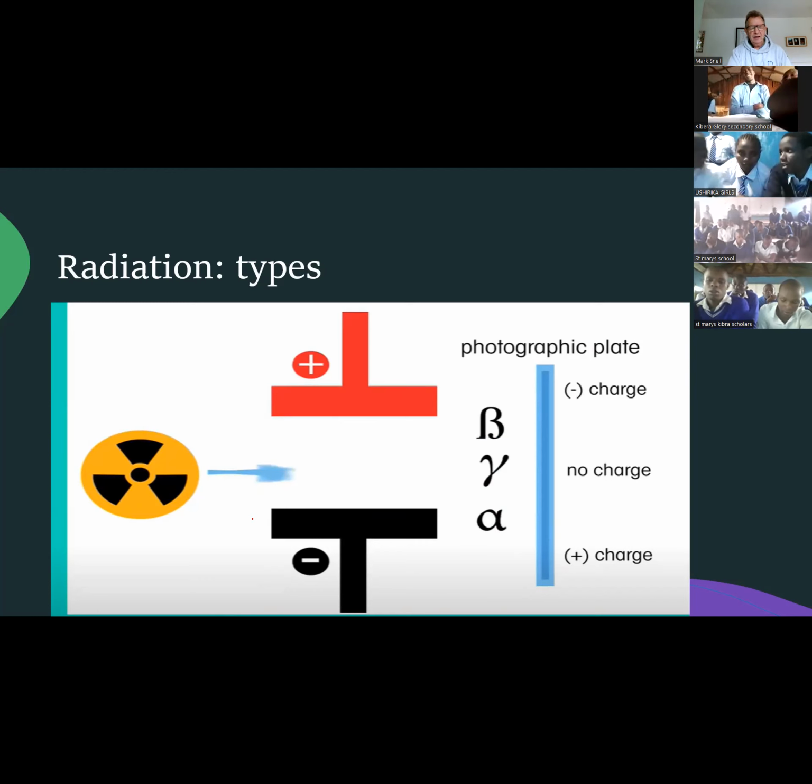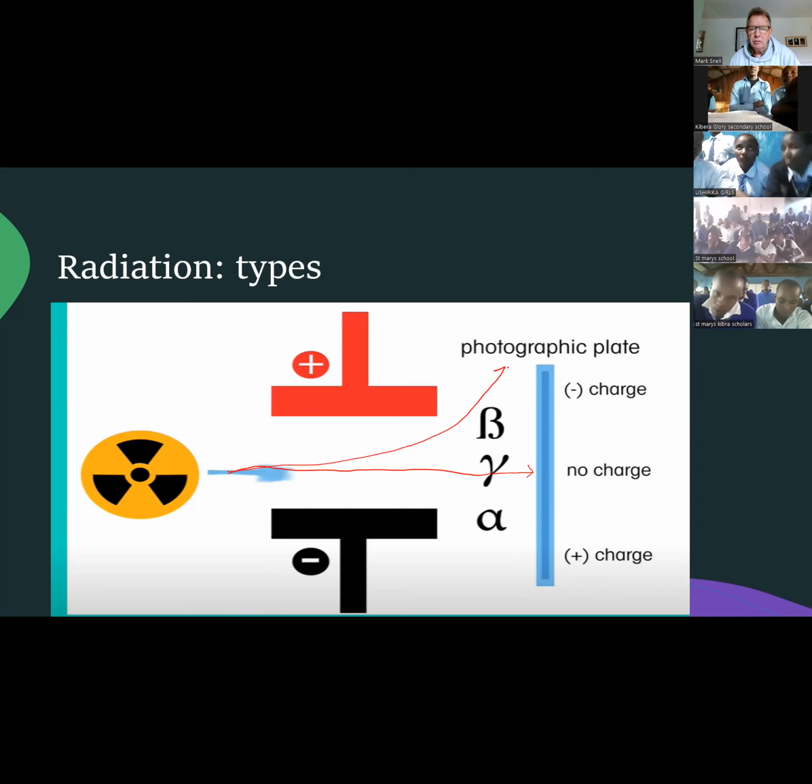So, as I said, if we had the diagram drawn properly, then the gamma should go straight through. The ones which are beta will be bent up really a lot. And the ones which are alpha are bent, but not as much as the beta. Okay, so if you were going to draw it, that's important. That's how you would draw it.